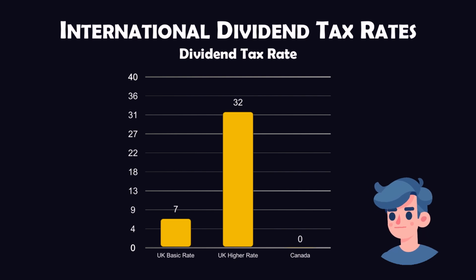Different countries have their own rules and tax rates when it comes to dividends. For example, in the United Kingdom, dividends are taxed at progressive rates based on income bands, while in Canada, dividends have a favorable tax treatment due to the dividend tax credit.